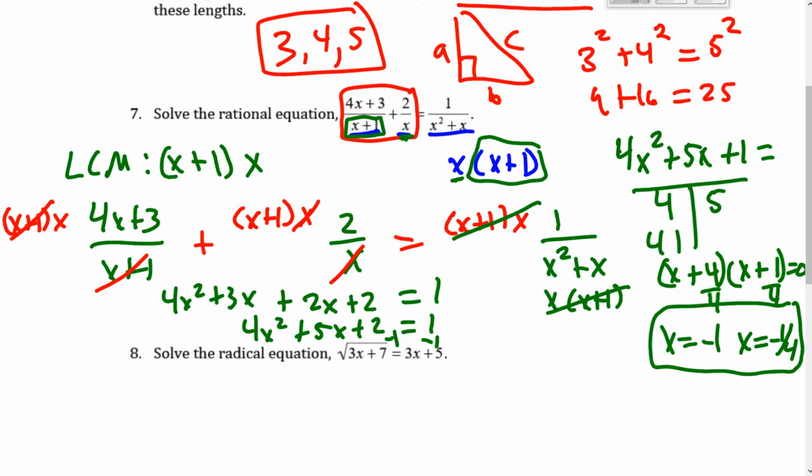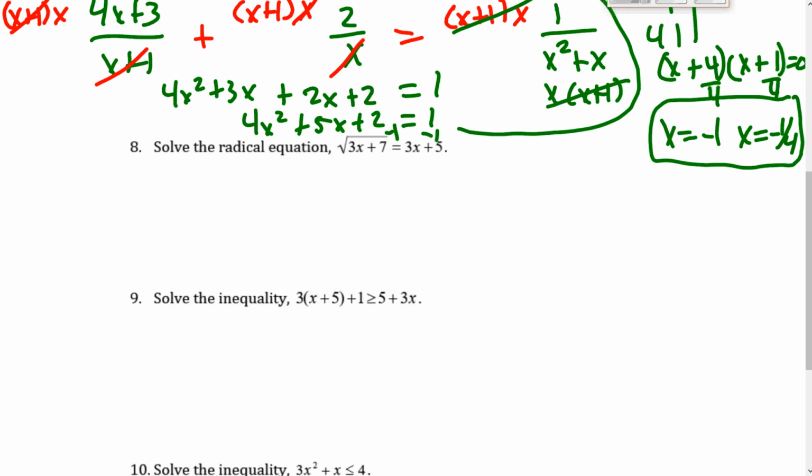Or you could combine this at the beginning. You could combine those two to begin with and create one fraction. The greatest common denominator you would have to find between those two is the same as this LCM overall. Right, because here's my factor x, and here's my other factor x plus 1. So the greatest common denominator of just those two is x plus 1 times x.